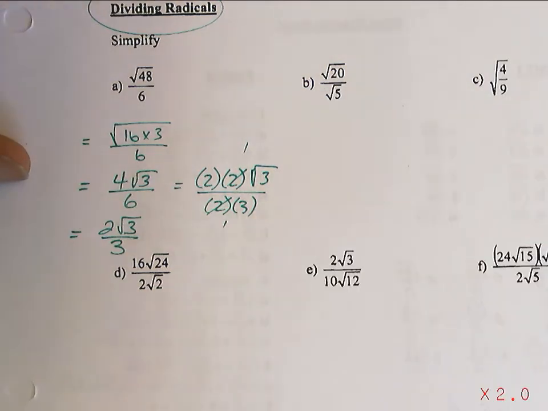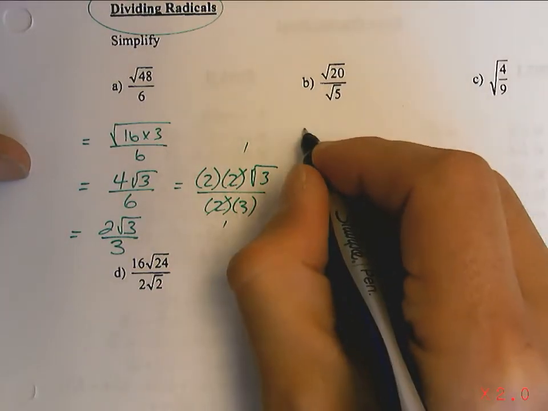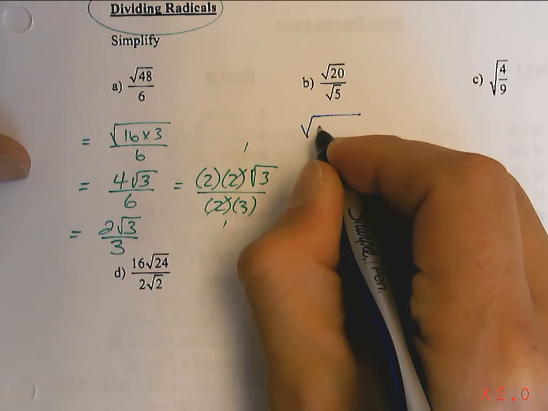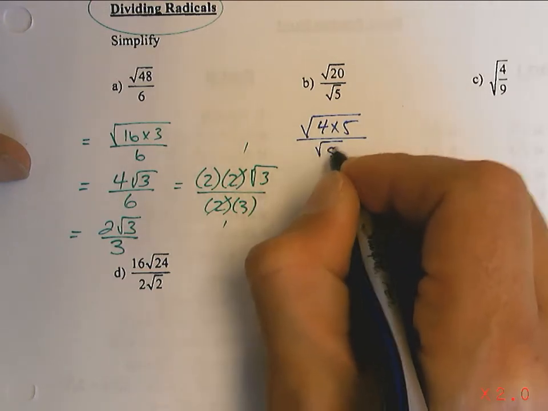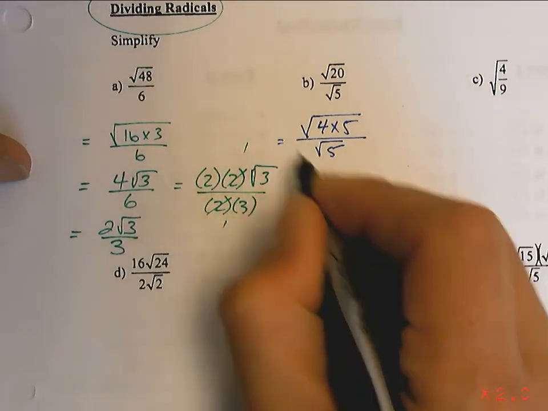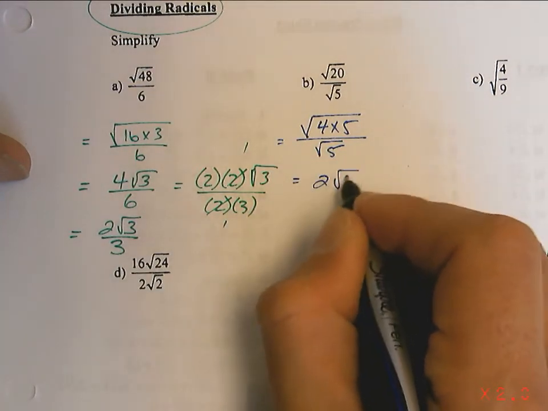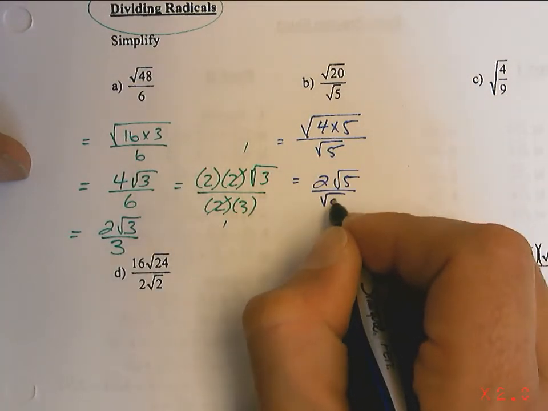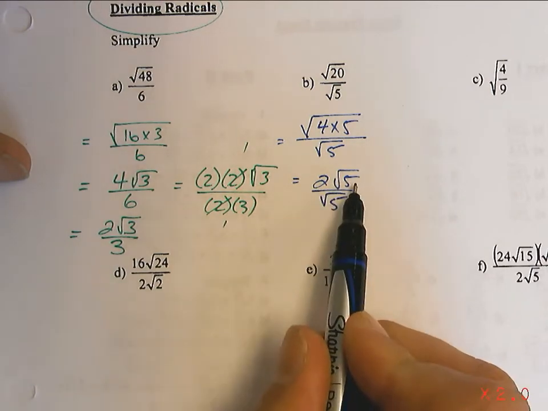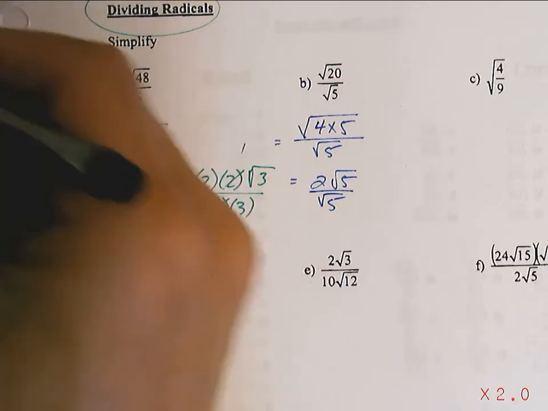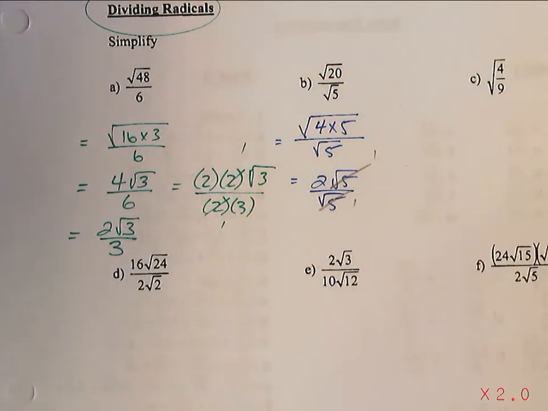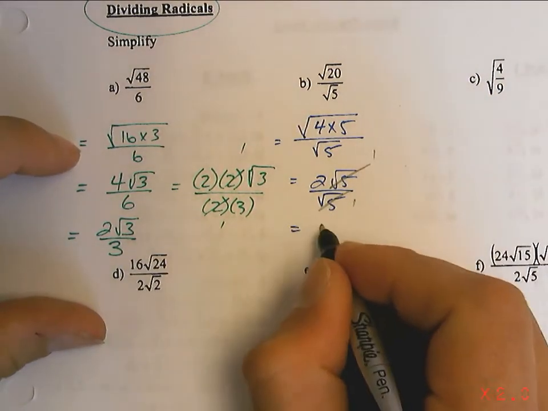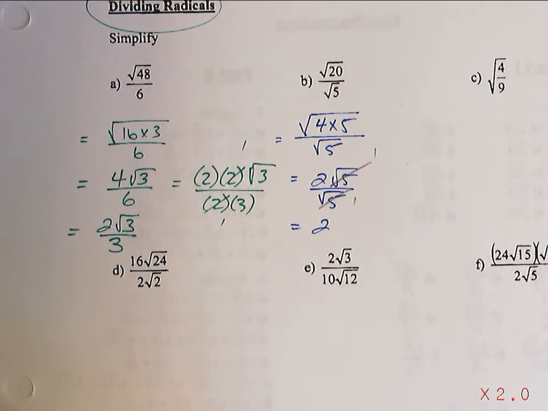Okay, so I have 2 ways I can do this question. Here's one way. It could be root 4 times 5 over top of root 5. That can change to 2 root 5 over root 5. So this is 2 times root 5 divided by root 5. Looks like a good opportunity for Fruit Ninja. Goodbye, goodbye, and it leaves us with a final answer of 2. Lo and behold, that is correct.